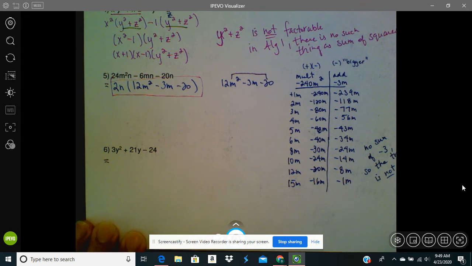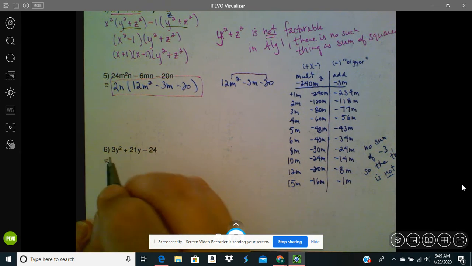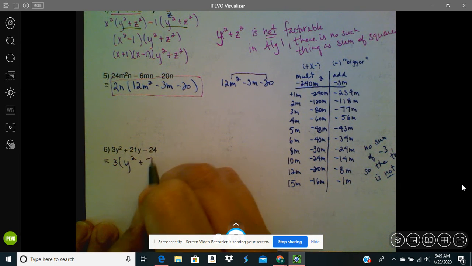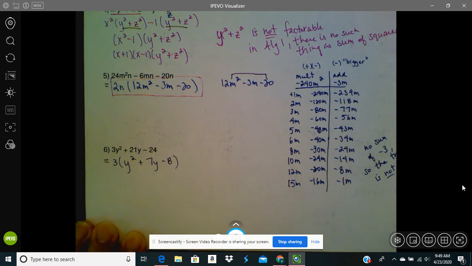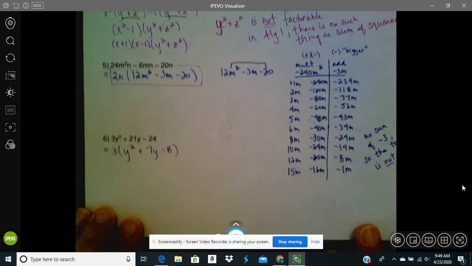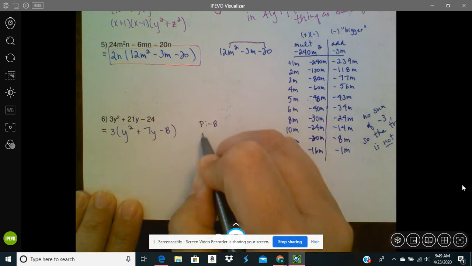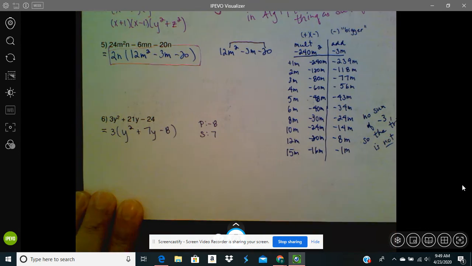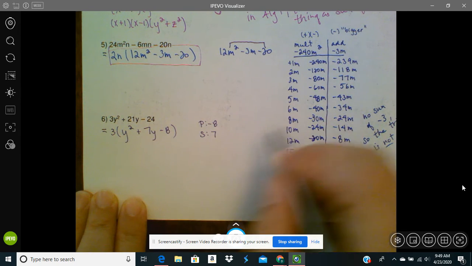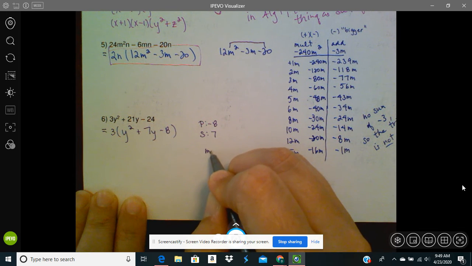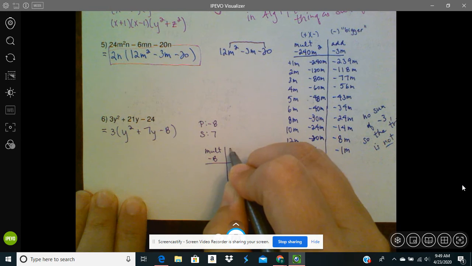Is there a common factor? Yes. What is the common factor? It's 3. So when I divide that out, I'm left with y squared plus 7y minus 8. All right. I see a leading coefficient of 1. I need a product of negative 8 and a sum of 7. Okay. So they have to be opposite numbers. The bigger number has to be positive. What multiplies to, I feel like I need to do this one out. We need to multiply to negative 8.